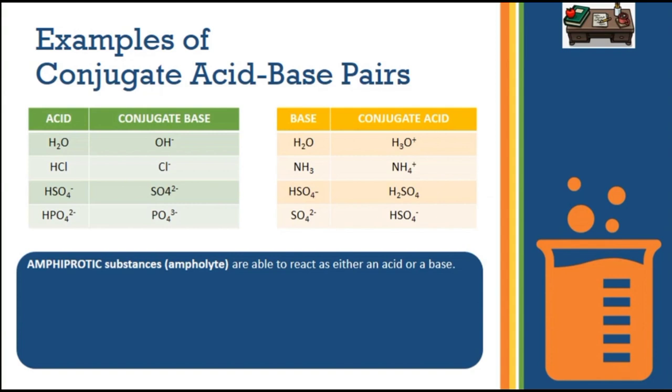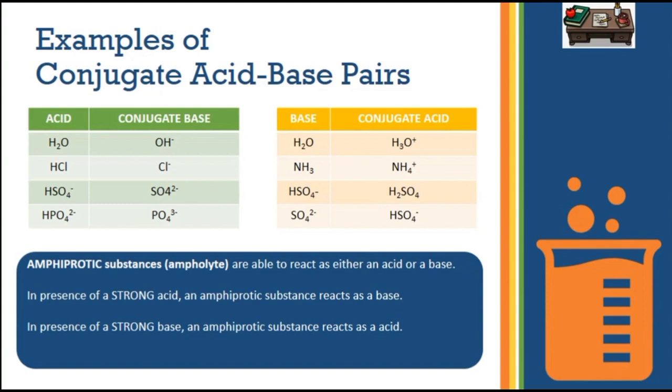All right? So what is an ampholyte? An ampholyte is a substance that can react as an acid or a base. All ampholytes have amphiprotic properties. And some textbooks say they have amphoteric properties. No problem. In the presence of a strong acid, an amphiprotic substance reacts as a base.